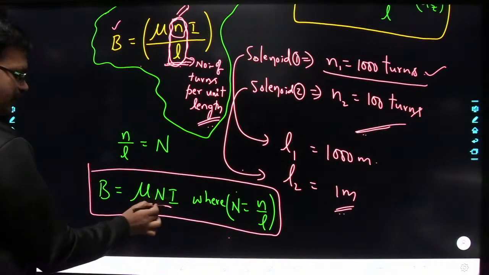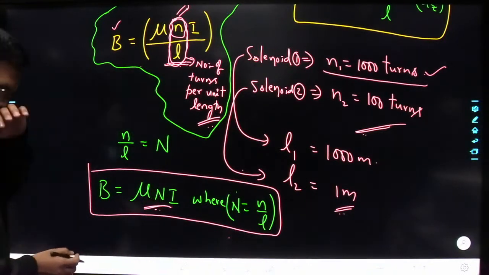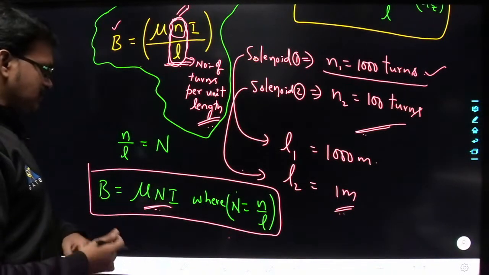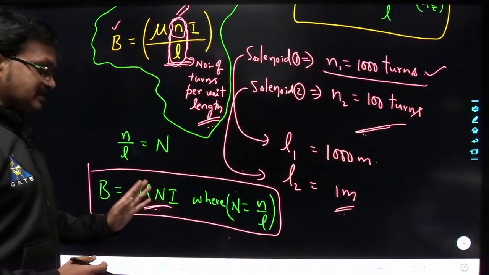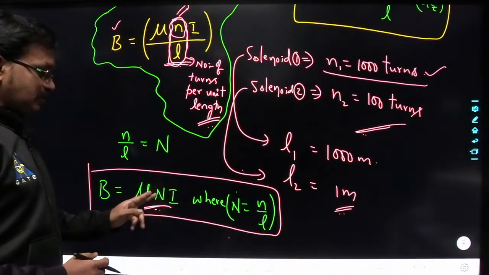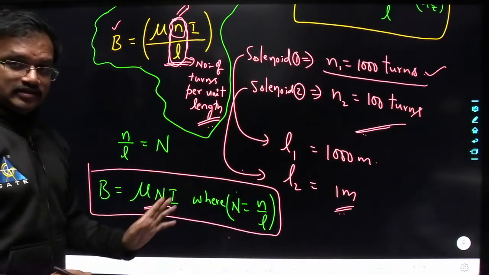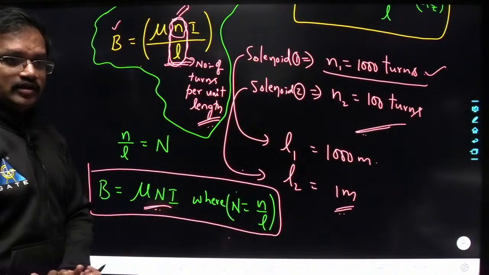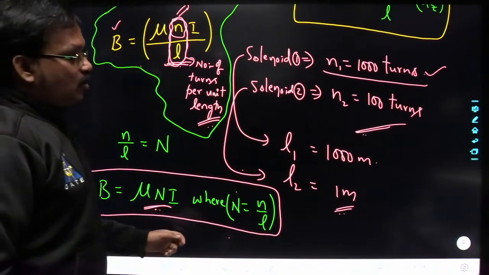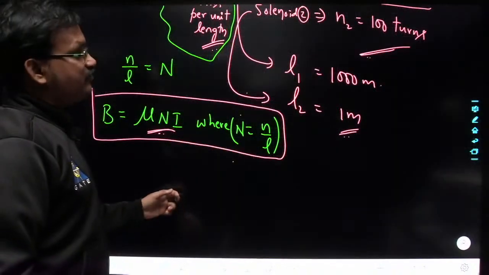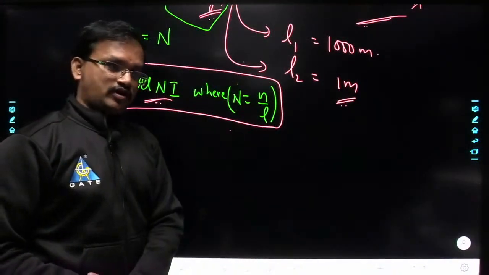So just by looking at this expression, don't think that this small n is the total number of turns. It is nothing but the number of turns per unit length. That is what you have to understand. So this is the expression for B field inside the solenoid.